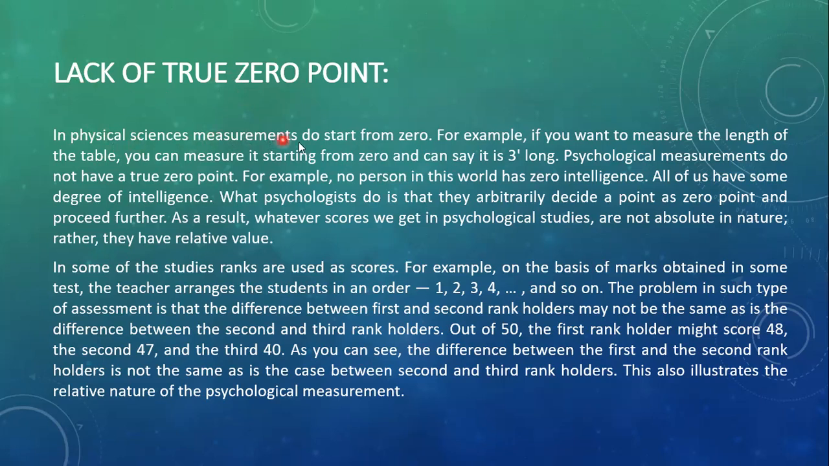In physical sciences, measurements do start from zero. For example, if you want to measure the length of the table, you can measure it starting from zero and can say it is 3 inch long. Sorry, it is 3 feet long. Psychological measurements do not have a true zero point.